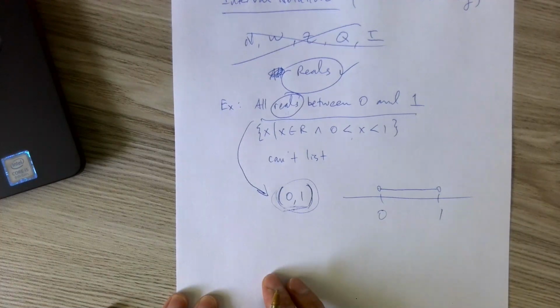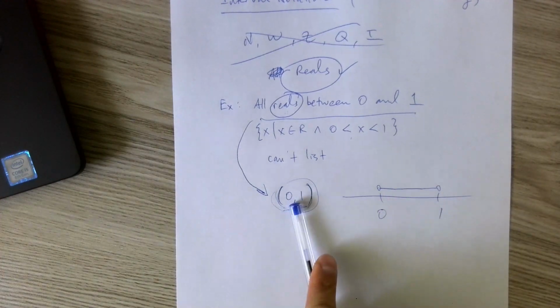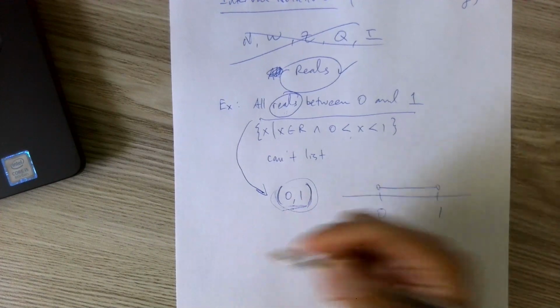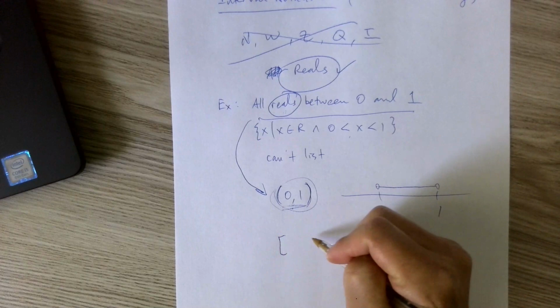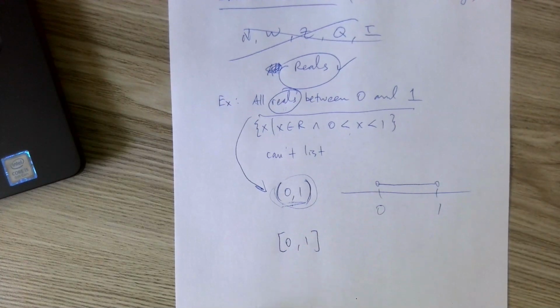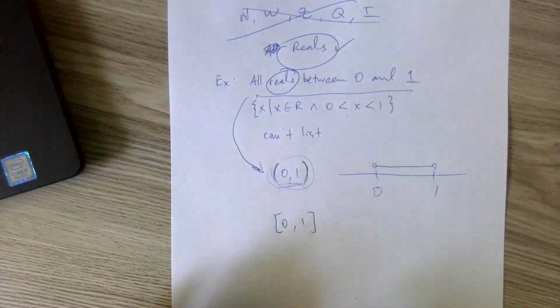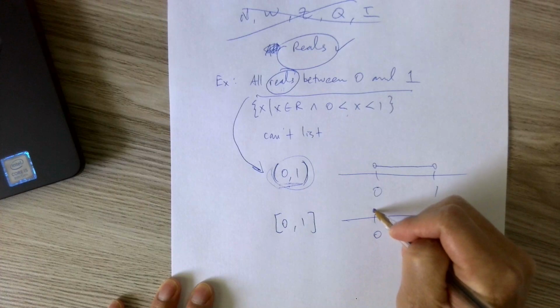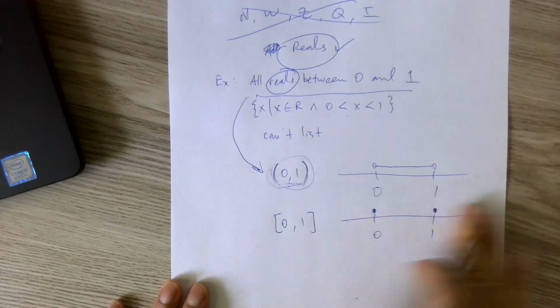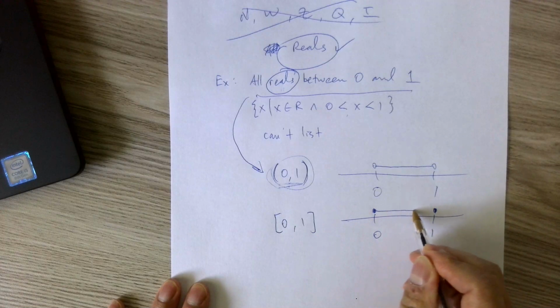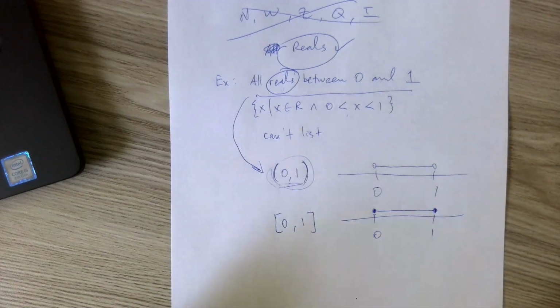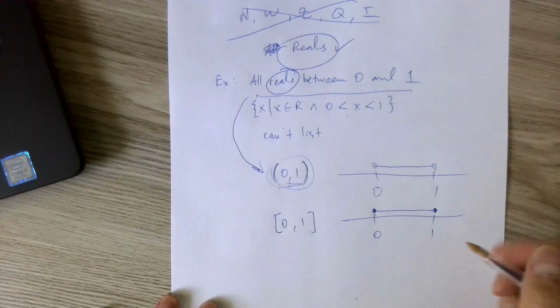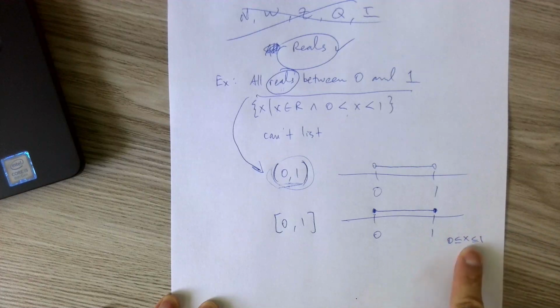Now, what if I'm including 0 and 1? Okay, so that's why we have this. Instead of parentheses, we have square brackets. What does that mean? It means that I have the same interval, the same gap, but this time I'm including 0 and 1 in my set. It would be the same thing as this. If you were doing set builder notation, this would be in your braces.